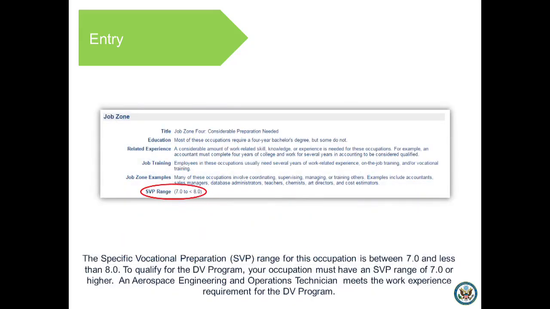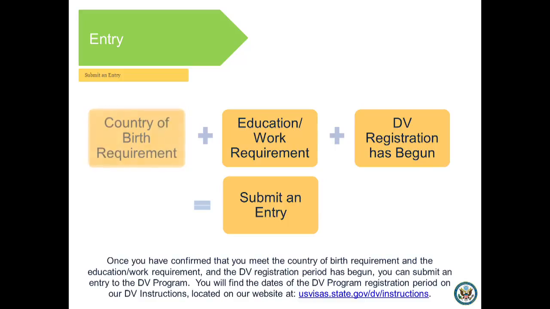The specific vocational preparation or SVP range for this occupation is between 7.0 and less than 8.0. To qualify for the DV program, your occupation must have an SVP range of 7.0 or higher. An aerospace engineering and operations technician meets the work experience requirement for the DV program. Once you have confirmed that you meet the country of birth requirement and the education or work requirement, and the DV registration period has begun, you can submit an entry to the DV program.